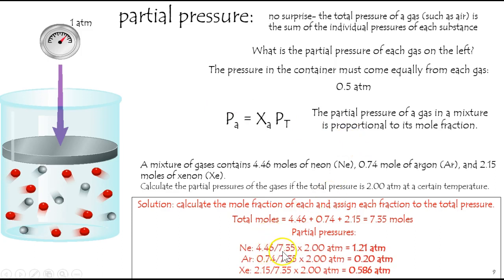I didn't calculate the percentage, I just left it as a decimal, and when you multiply it through, you find that you have 1.21 atmospheres for the neon, 0.2 for the argon, and the rest for the xenon. A nice thing about this problem is when you add it all up, you do get your 2 atmospheres, so you've correctly divided up the pie. This is a sample problem and a quick lesson on partial pressures.